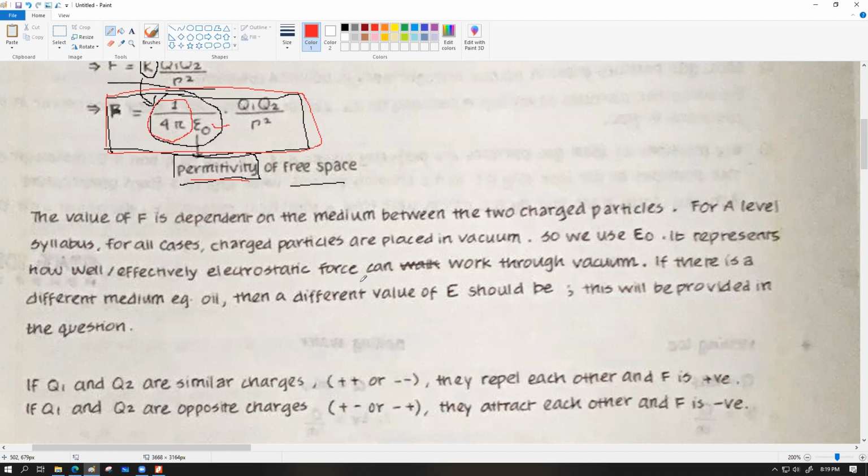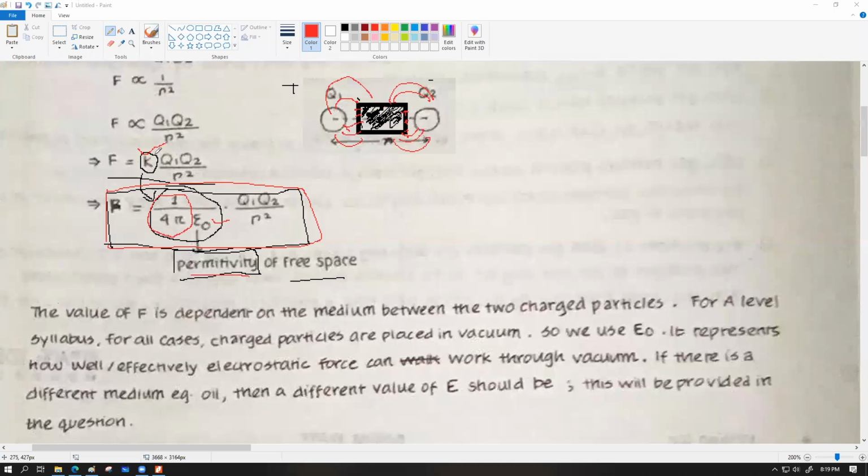Sir, the K value is a constant, right? K is a number which is highly dependent on the medium. For vacuum it is constant, and we are going to use all of our mathematical calculations for vacuum. For our case we only have vacuum, we don't have any other medium. So that's the part that I would like to highlight.